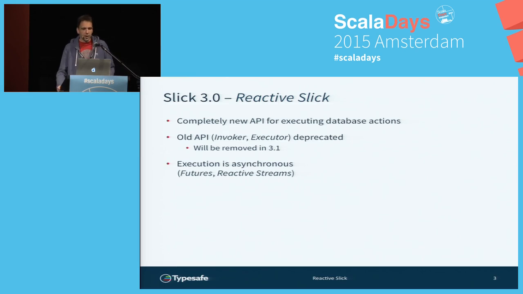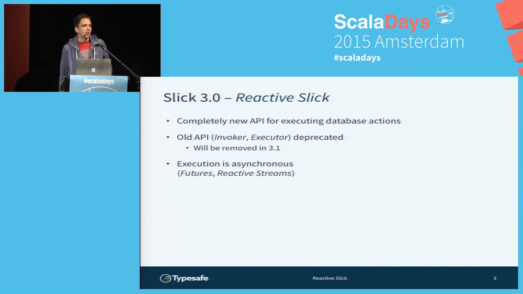So the main thing we're doing here is to give you a completely new API for executing database actions. Previously, you had these invoker and executor classes, and they all used blocking I/O, so they blocked your caller thread, and you had a database session that you passed implicitly. This stuff is all gone now. It's actually deprecated now and will be removed in 3.1, which is also supposed to be out pretty soon.